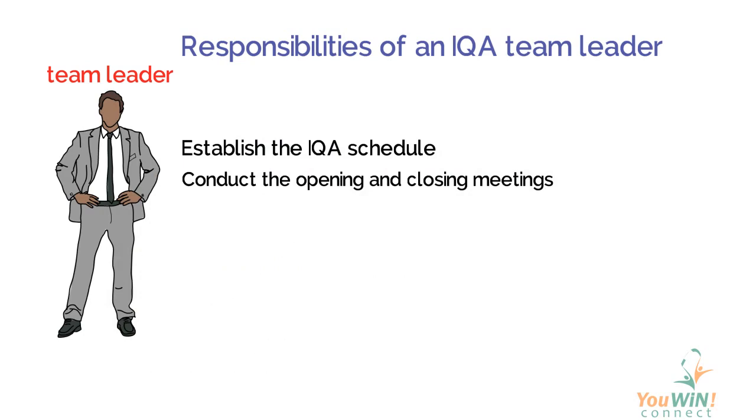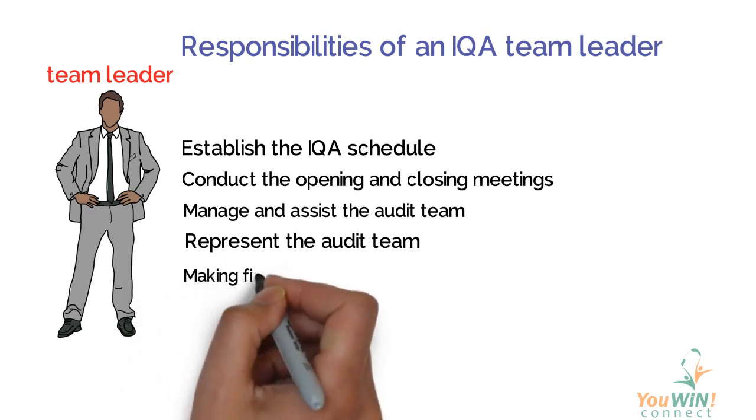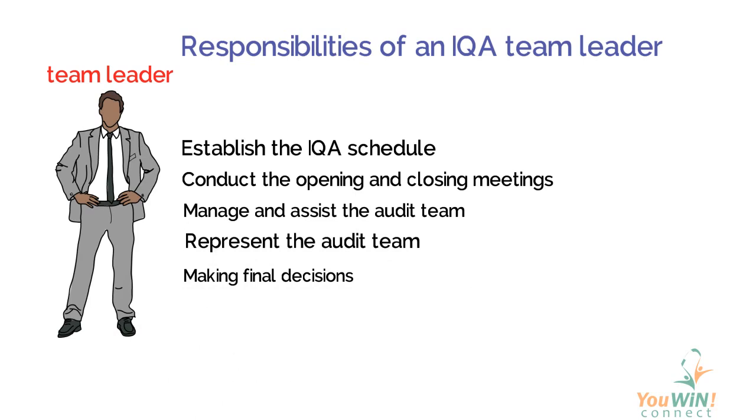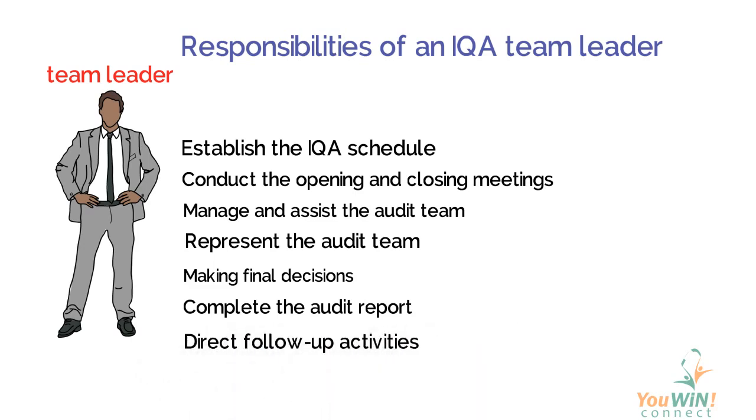Number 3, the team leader should manage and assist the audit team. Number 4, the team leader should represent the audit team as well. Number 5, the team leader is responsible for making final decisions. Number 6, the team leader would complete the audit report. And lastly, the team leader directs follow-up activities.